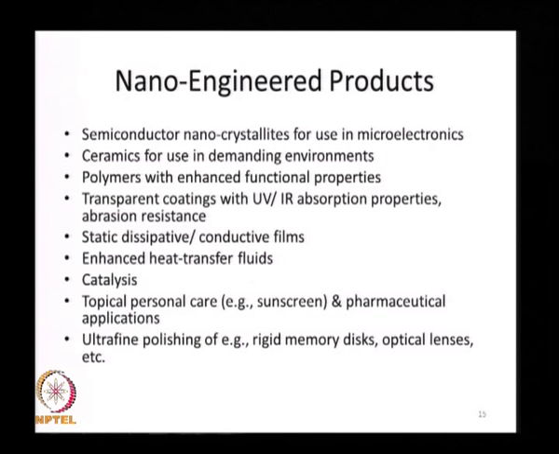Catalysis, since catalysts primarily help chemical processes by means of providing extended surface area, nano catalysts have a huge advantage over larger sized catalyst materials, and therefore nano catalysis is an area that is just taking off. Topical personal care and pharma products, and finally ultrafine polishing of memory disks, optical lenses, etc. use nano materials as the polishing medium.